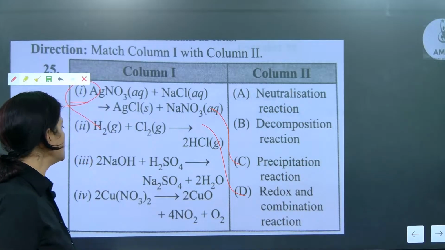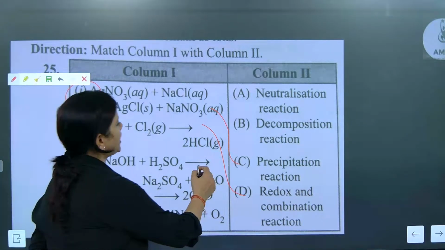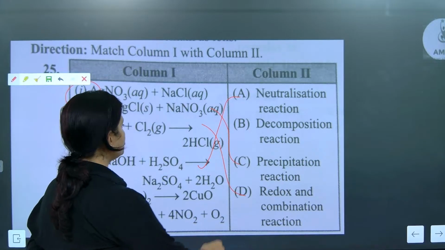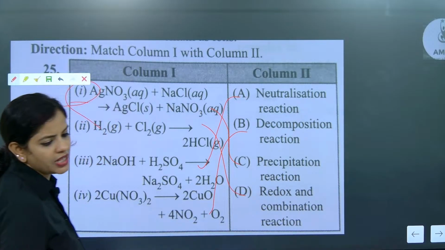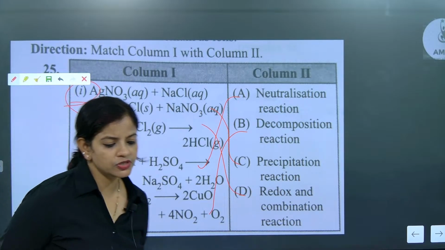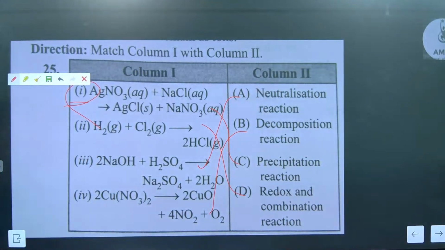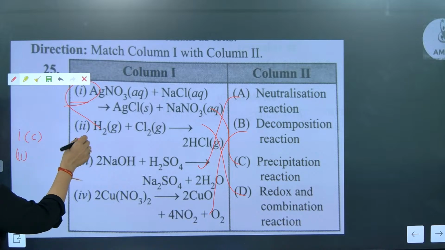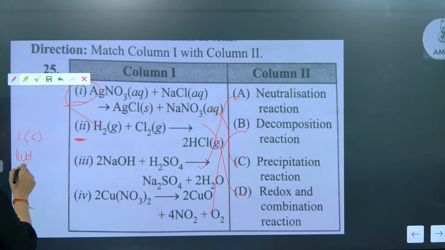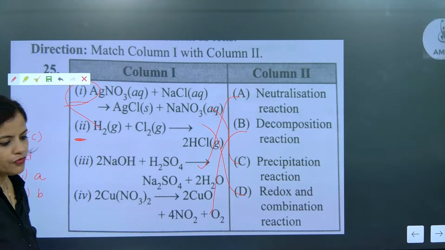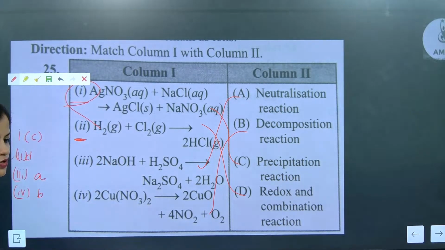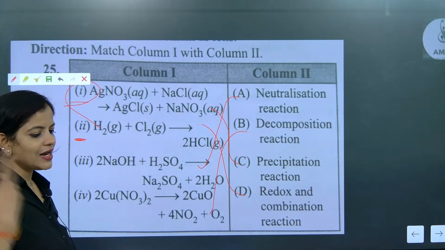Third one is a neutralization reaction. Fourth one is a decomposition reaction. Yes, breaking of bonds, it's a case of decomposition reaction. Absolutely correct. So one will go with C, two will go with D, three will go with A, and four will go with B. Come on, go for it. Four will go with B.